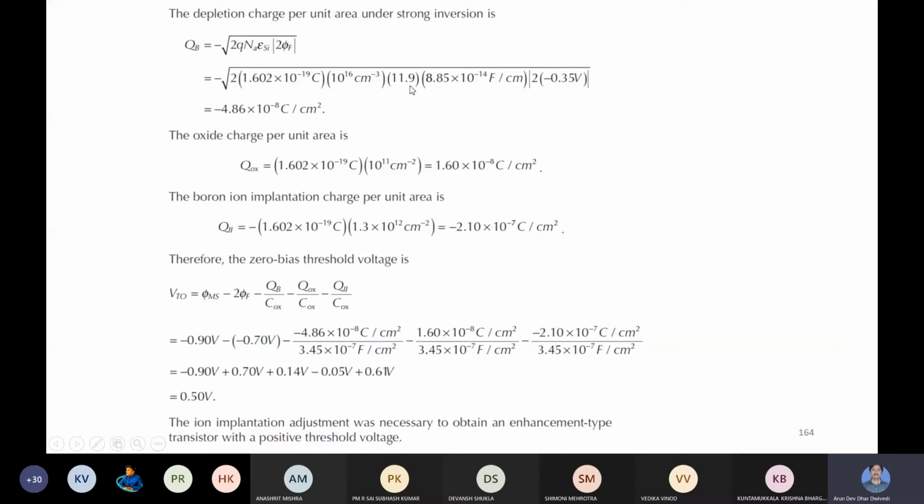Relative permittivity into epsilon naught. This is required for calculating the actual value, epsilon psi. Na was 10 power 16, and phi f we have already calculated, and its mod is taken, so the minus sign will be gone. So 2 into 0.35 will become positive, and here the minus sign is already there. So it is around minus 4.86 into 10 power minus 8 coulomb per centimeter square.